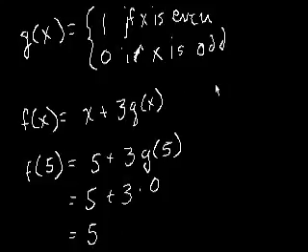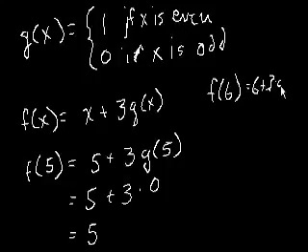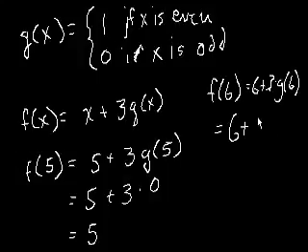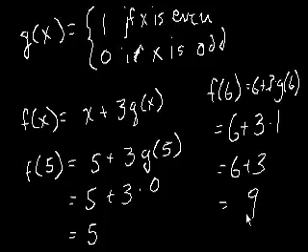Well, what would be f of 6? f of 6 would equal 6 plus 3 times g of 6, right? And once again, g of 6 is, well, 6 is even, so 1. So g of 6 is equal to 1. So this equals 6 plus 3 times 1, which equals 6 plus 3, which equals 9.